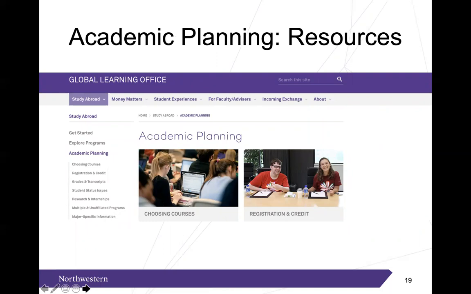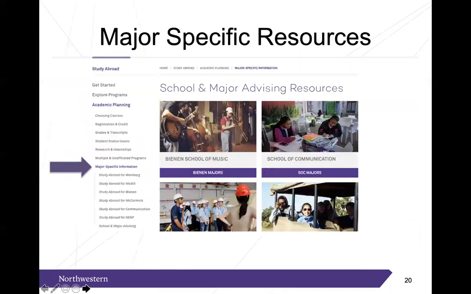We also have a robust section on academic planning on our website, where we break down information from choosing courses to registration and credit and grades and transcript. Furthermore, we also have major specific information, which is super helpful for school specific requirements.